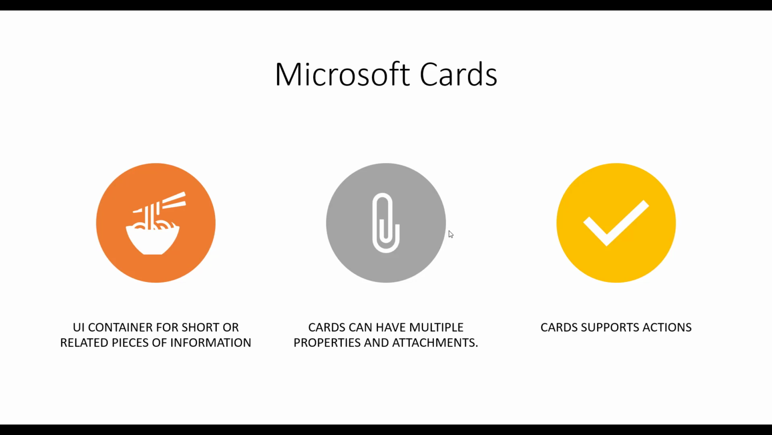And finally, cards support actions also, like event triggering. For example, if a card is displayed with buttons and the user clicks a button, you want to handle that button event and the action. That will come under the actions part. So in general, just for understanding, a card is a small GUI. It has multiple properties and attachments, and it supports actions.